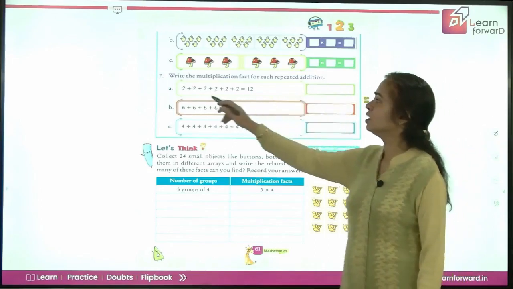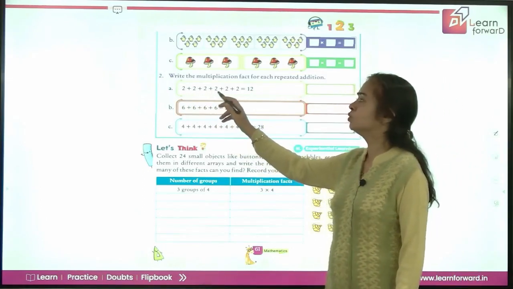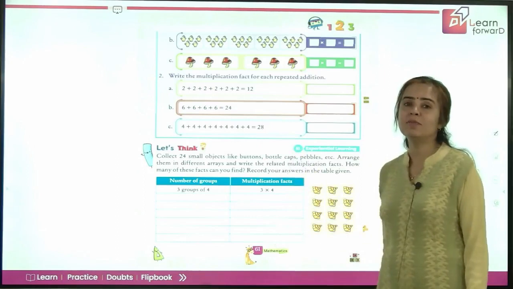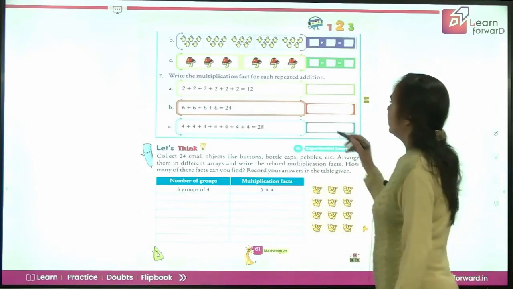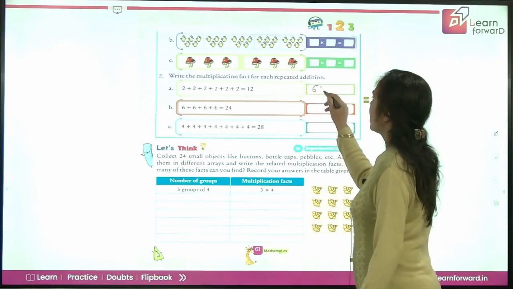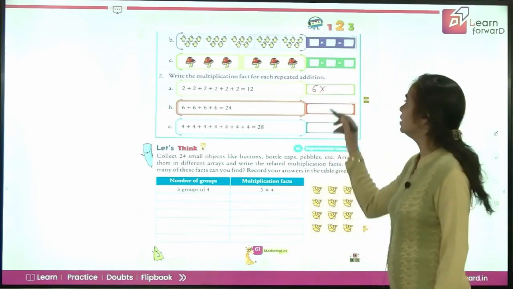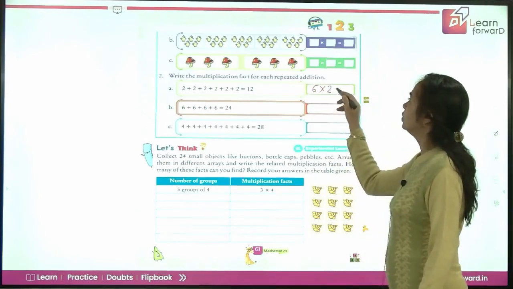So, what do you see here? 2 plus 2 plus 2 plus 2. So, you are adding the same number. How many times? 6 times. So, what will be your multiplication fact? 6 times. Which number are you adding? 2. 6 times 2 is how much?